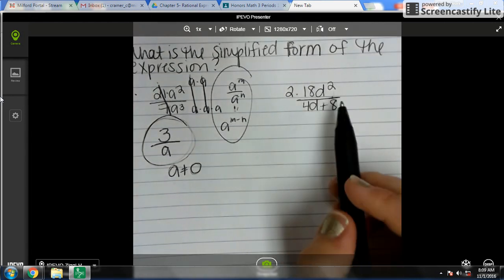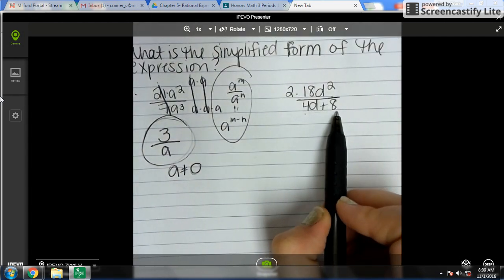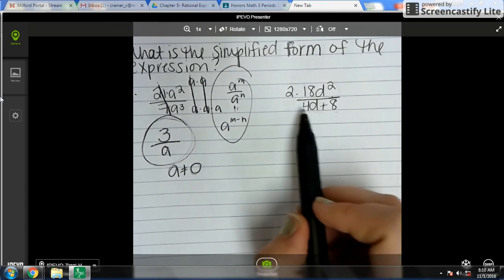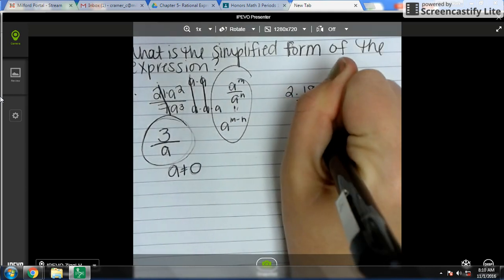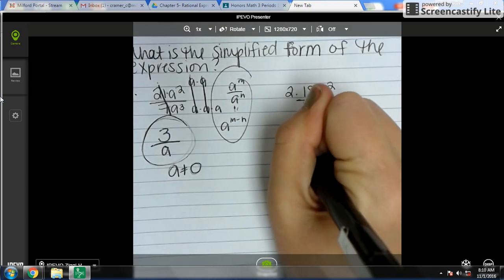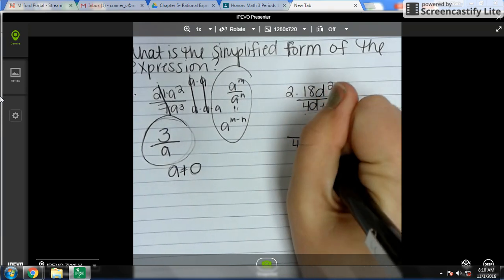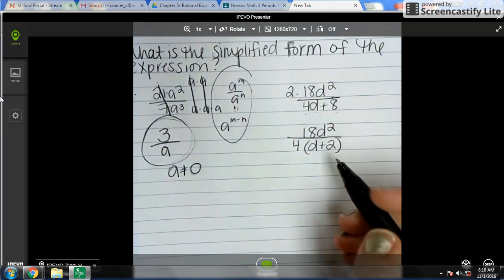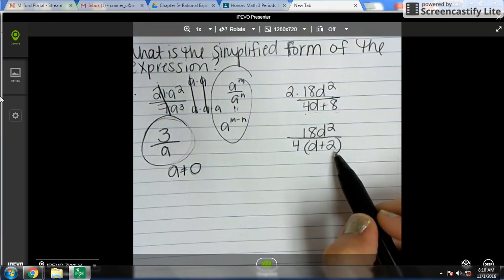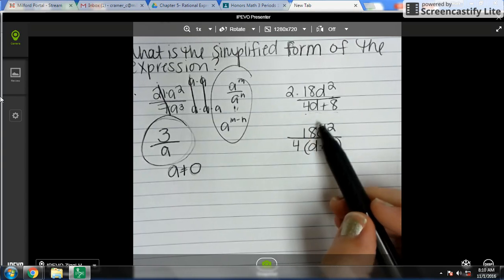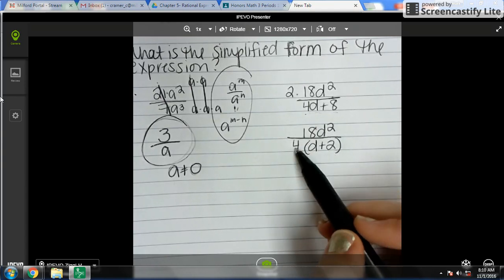All right, for number 2, we do have addition here, so we would have to make sure we factor something out so that we're only canceling with multiplication. So if we factor the GCF out of the bottom, that would be 4, and we'd be left with d plus 2. We can't now cancel anything inside the parentheses because that's violating PEMDAS, but out here, this is multiplication.